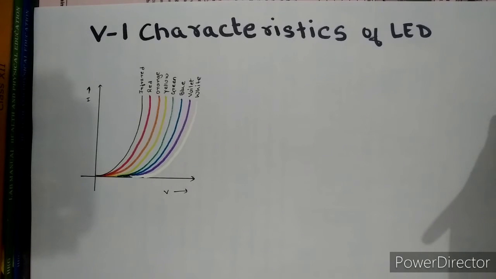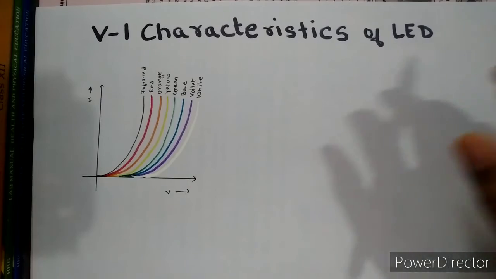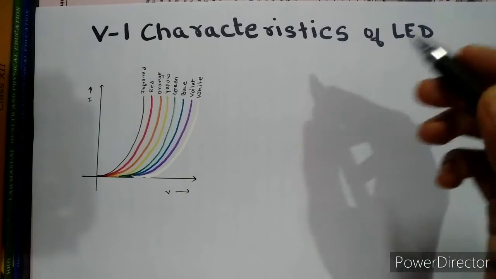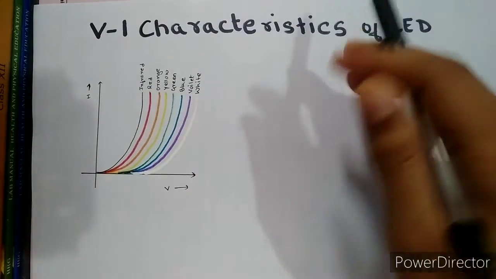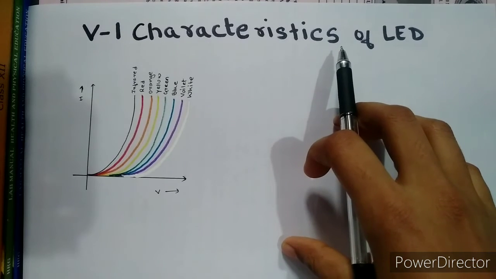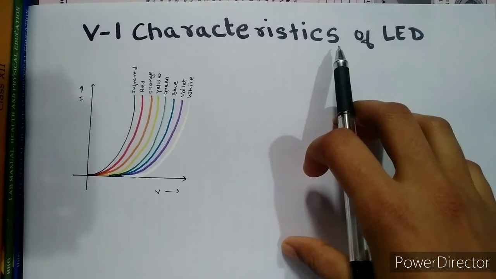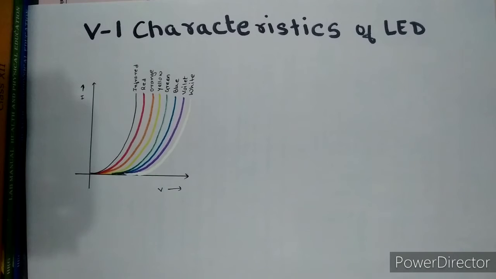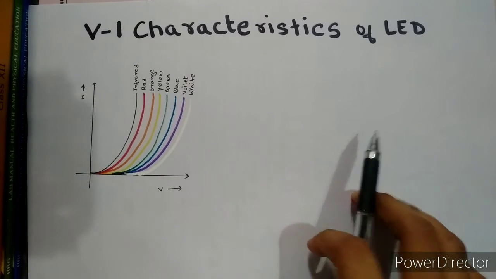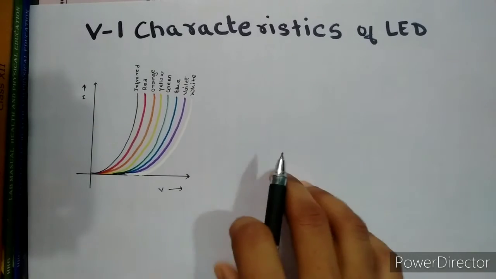So this is the VI characteristics of LED. As we can see here, as we move from infrared towards blue light, the forward voltage drop of the diode will increase, as I have already mentioned in that chart also. So here it is graphically represented.